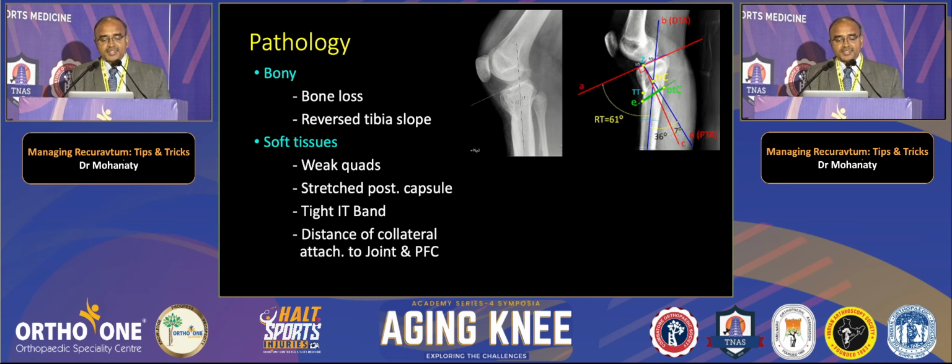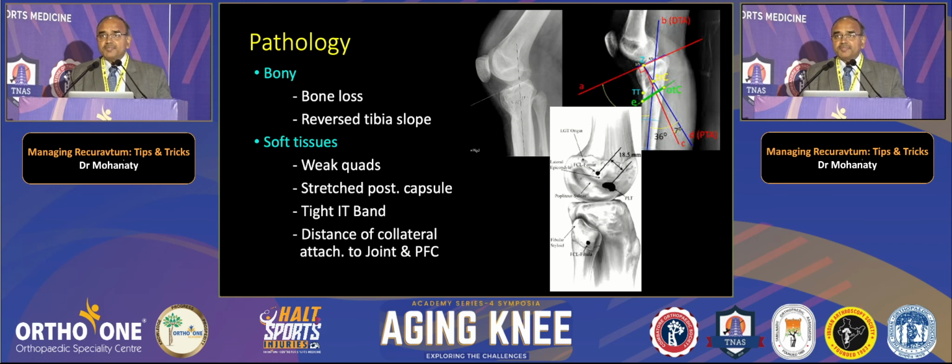There is weak quadriceps, there is stretched out posterior capsule of the knee joint, there is a tight IT band, and it has been shown that the distance of the collateral ligament attachment is less compared to the distance of the collateral attachment to the posterior femoral condyle. That is how it remains anterior to the sagittal plane, and hence it gets tight in hyperextension, and that way the knee goes into hyperextension. So if such a problem is present, then you need to correct it by detaching the epicondylar attachment and moving it a little proximally or a little posteriorly, so that genu recurvatum deformity can be corrected.